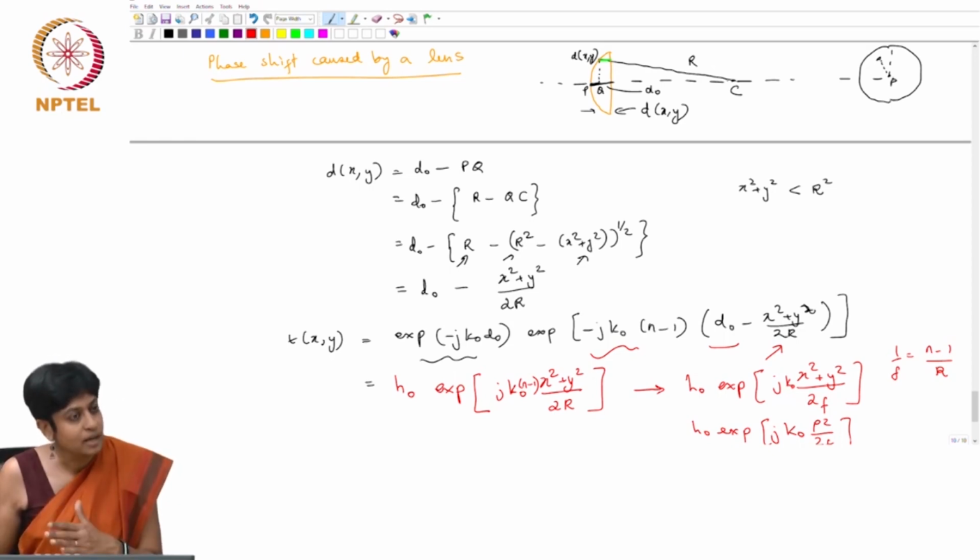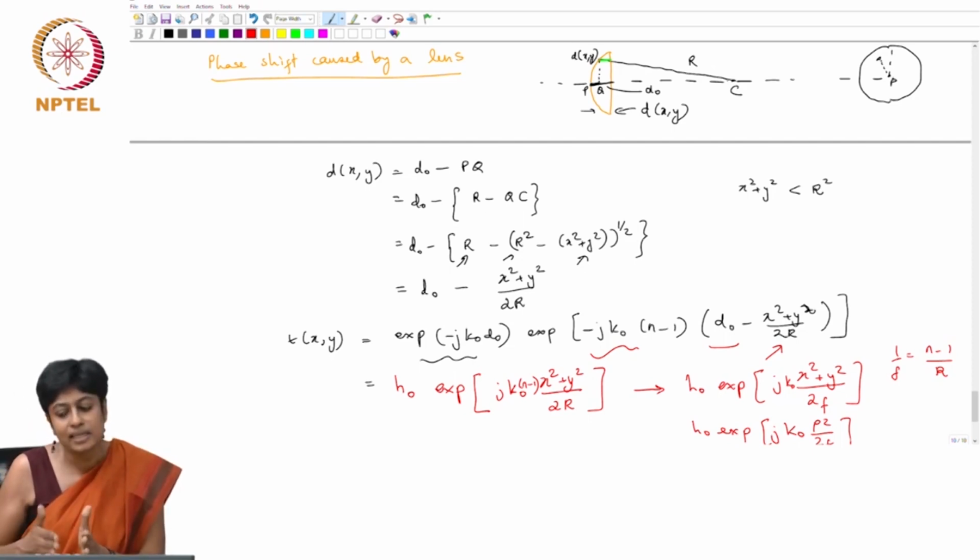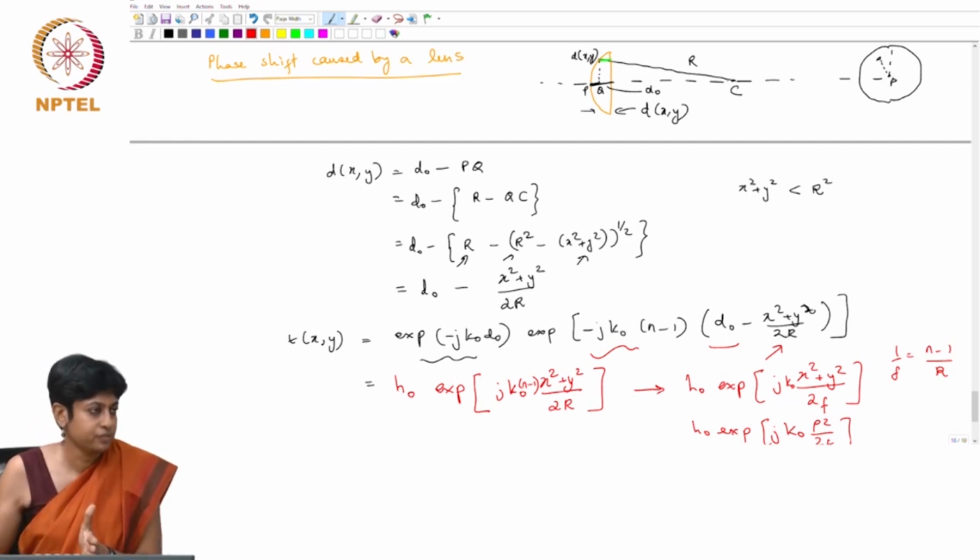So we'll start off in the next class taking into account how a Gaussian beam actually changes when it goes through a lens. Okay.